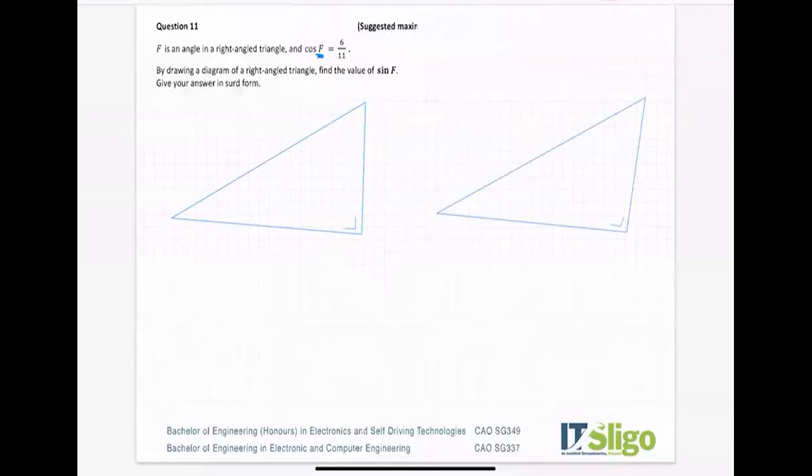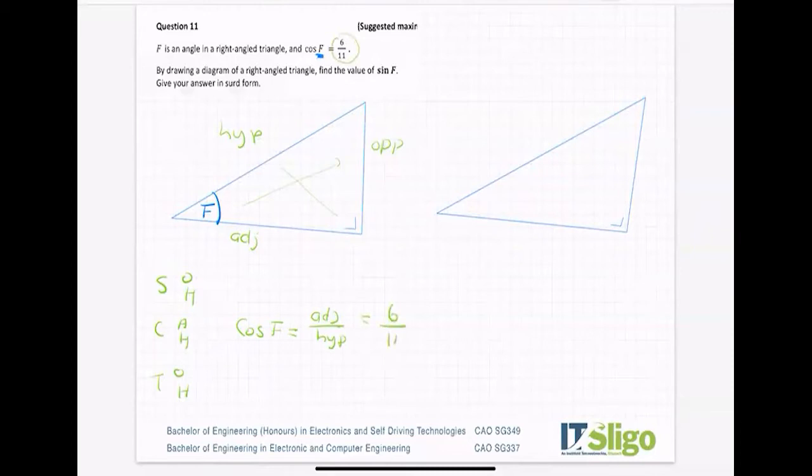Okay, so here on the left, I am going to call that my angle f. Let's label some sides. So here's my hypotenuse. This side is opposite the angle, so therefore this one is adjacent. And then cos f, so silly old Harry caught a heron trawling off America: cos f is equal to adjacent over hypotenuse. We know from the question it's equal to 6/11, so my adjacent is length 6 and my hypotenuse is length 11.